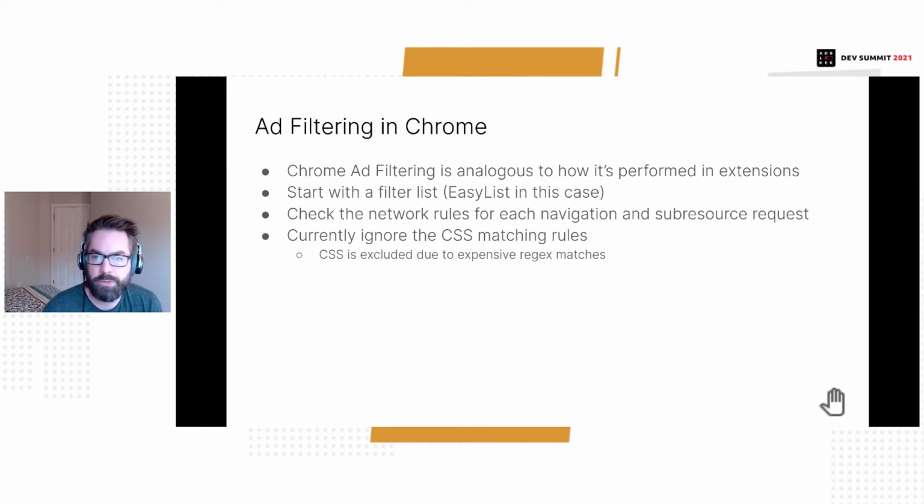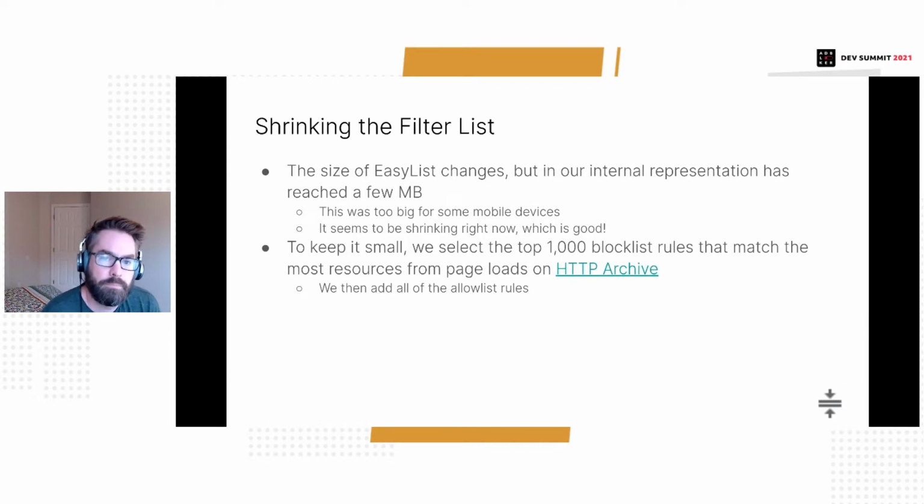But note, this was a few years ago. Maybe things have changed since then. Now, this was also talked about today, coincidentally. The filter list, especially at the time, this is 2018, 2019, was too big. It was something like, at least in our internalized format, several megabytes. And that was too big to keep in memory on low-end mobile devices. And we wanted to keep it resident in memory all the time. So we wanted to shrink it.